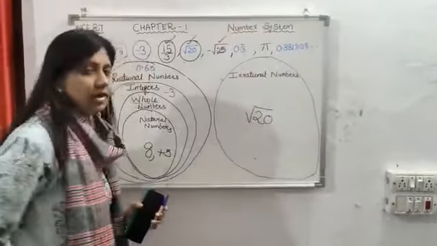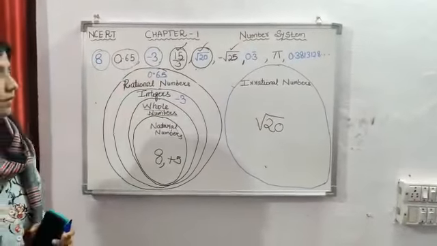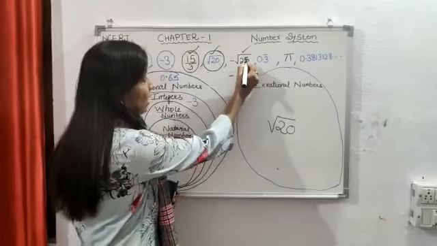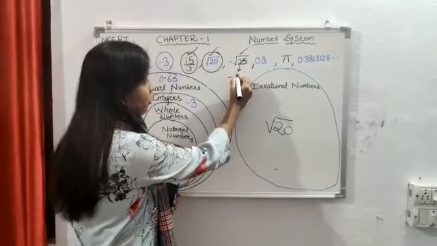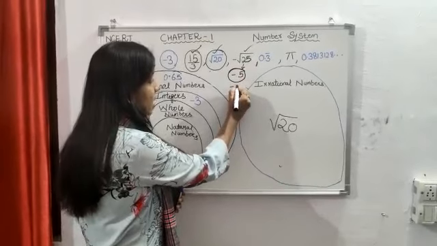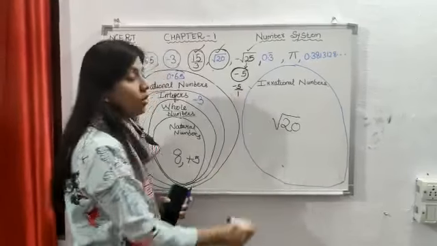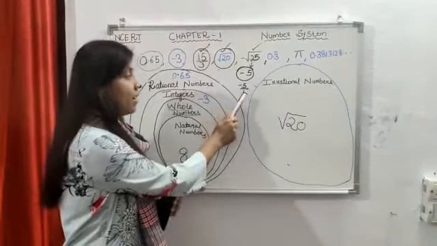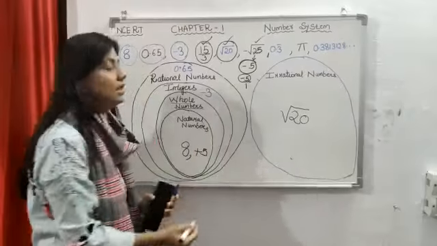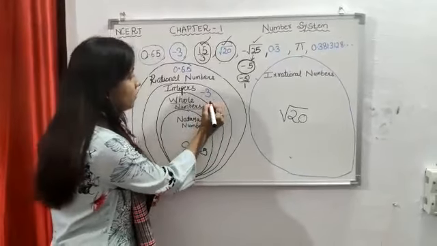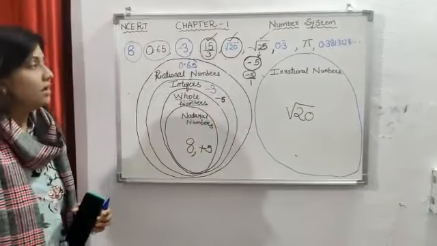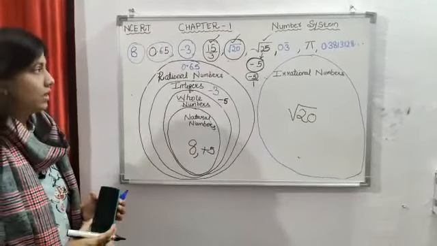My next number is minus root 25. Here we are having minus, and when 25 comes out of the square root, it will become 5. So minus 5 can be written as minus 5 upon 1. So it is a rational number and it is also a negative integer. So I will write minus 5 here. Minus 5 is an integer as well as a rational number.